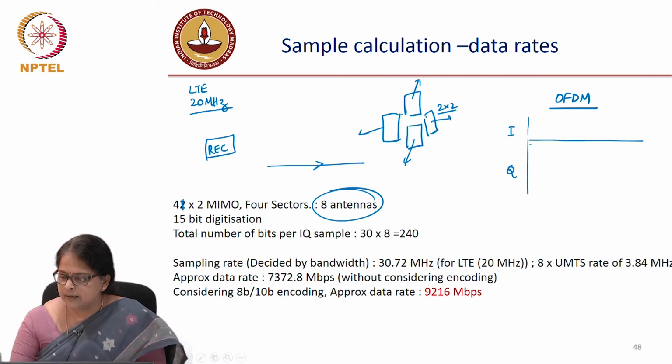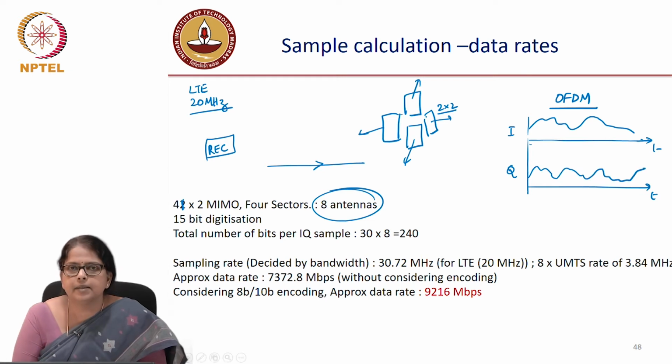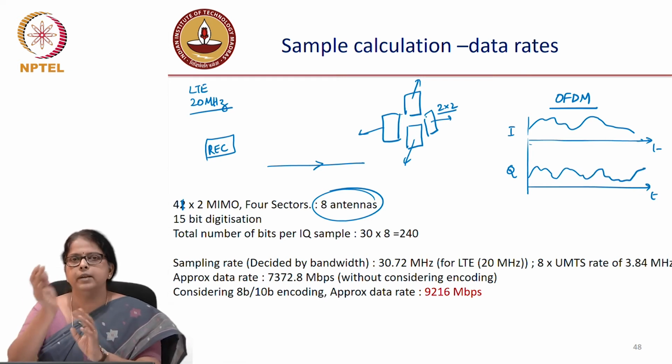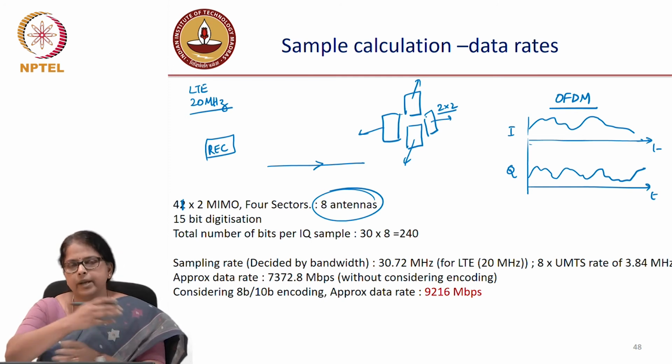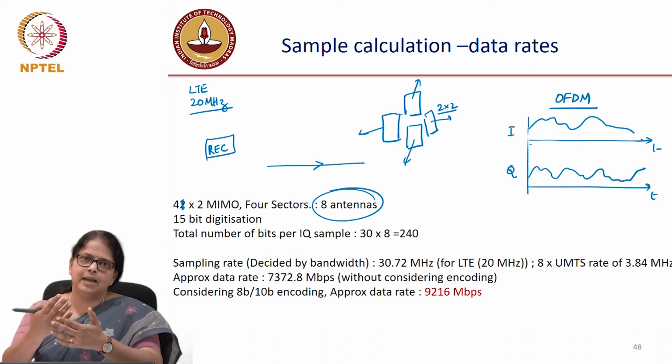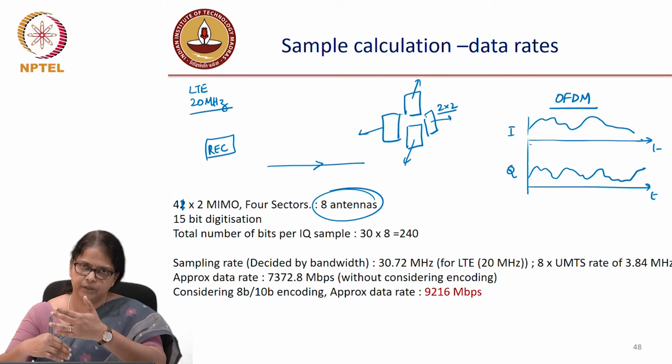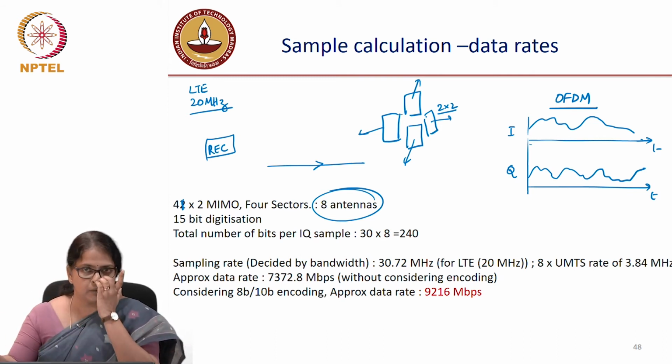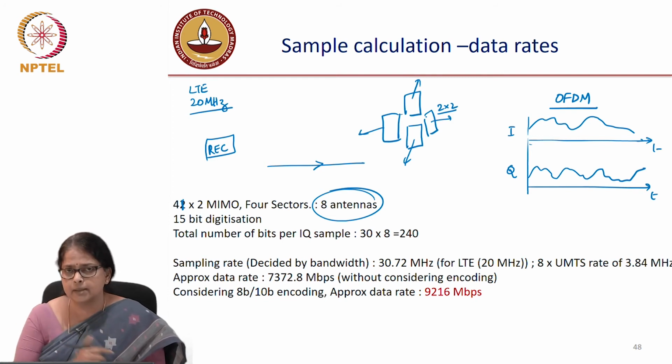So a typical OFDM waveform in the time domain looks like this, right? In OFDM, your modulation happens in the frequency domain, and then you do an inverse Fourier transform. So you get your time domain signal that needs to be transmitted, and it has an in-phase and quadrature component that needs to get transmitted. So remember, this is just the baseband.